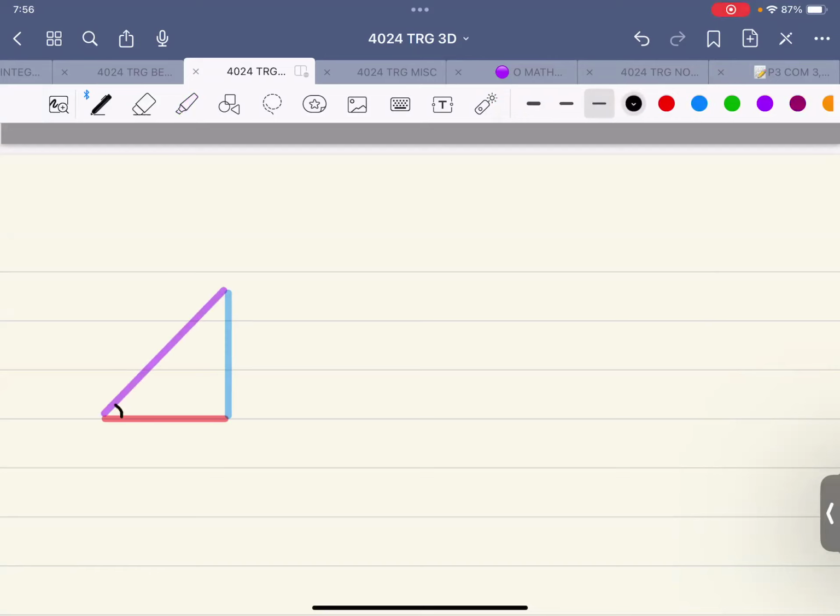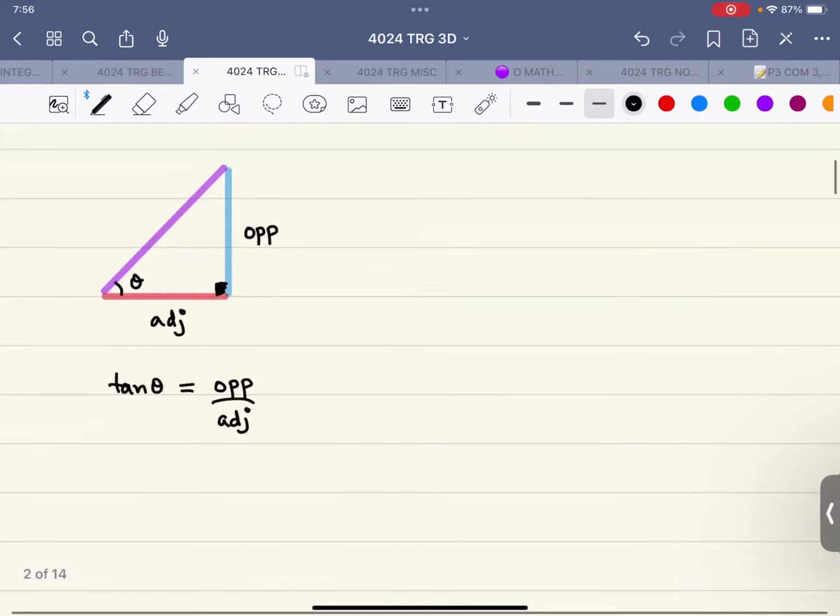If an angle is given over here as theta, this is opposite, this is adjacent, and yes, we are talking about a right angle triangle. So therefore, we know that tangent of theta equals opposite over adjacent. We'll be using this simple concept in some of these questions.